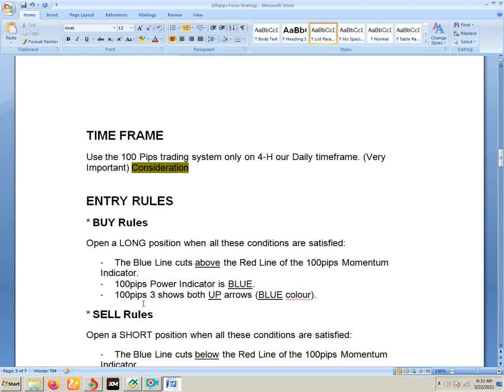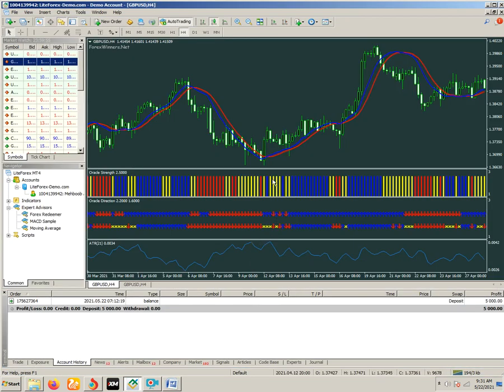Okay, the 100 pips 3 shows both up arrows. So here there is no up arrow showing, so I need to wait. There is not an exact entry point, so we need to wait.